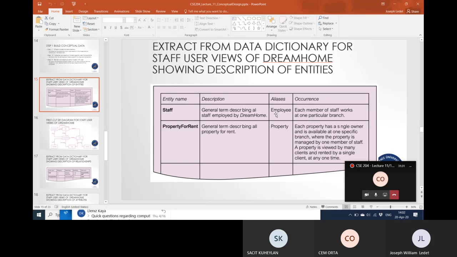So basically we're defining the entity and what its purpose is and how it occurs. And then we may have an initial ER diagram. Now, be prepared that your first ER diagram will not necessarily be your final ER diagram. You may end up redrawing this a number of times.